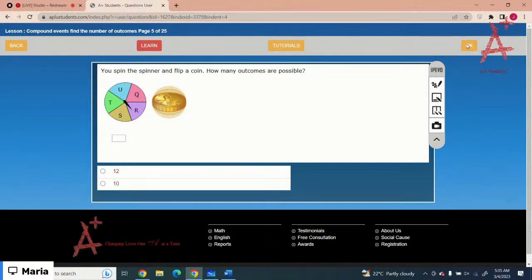You spin the spinner and flip a coin. How many outcomes are possible? So the outcomes for the spinner are 5. Got it? And for the coin is 2. So it would be 5 times 2, yes, it is 10. Got it? So that means the total outcomes are 10.